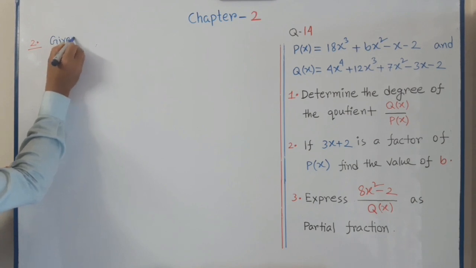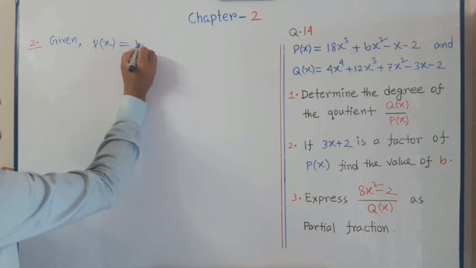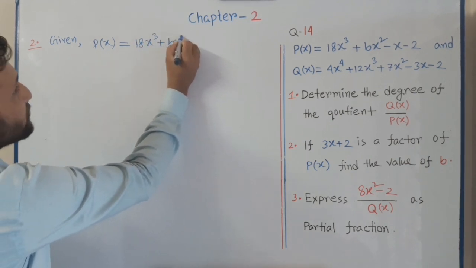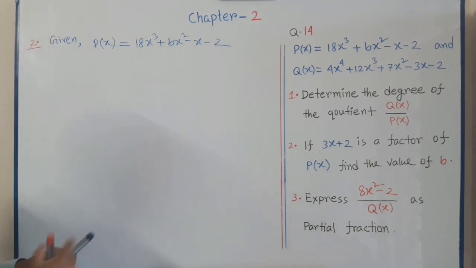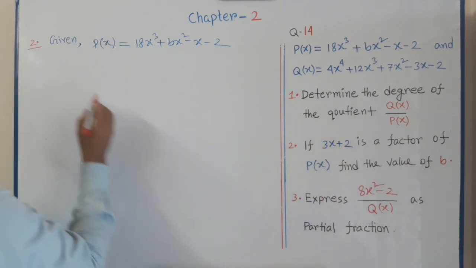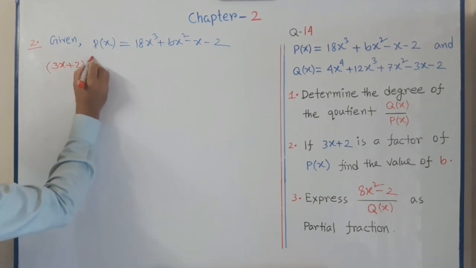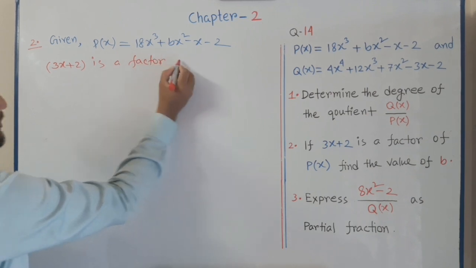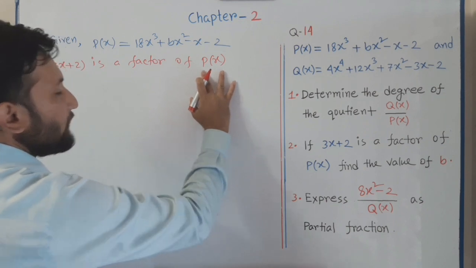So given p of x, the polynomial is 18x cube plus bx square minus x minus 2. Okay, so also another information here given, 3x plus 2 is a factor of this polynomial. So write down 3x plus 2 is a factor of p of x, that means polynomial of x.